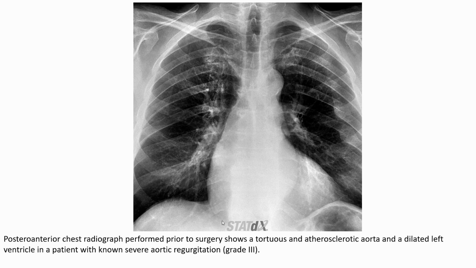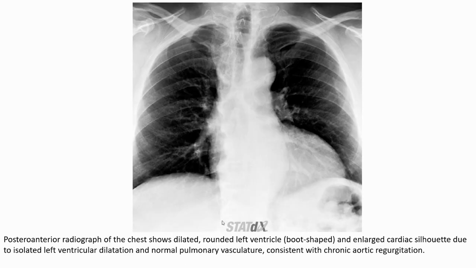In these radiographs, performed prior to surgery, we see a tortuous and atherosclerotic aorta and dilatation of the left ventricle in a patient with known severe aortic regurgitation, grade 3. The radiograph of the chest shows a rounded left ventricle and enlarged cardiac silhouette due to isolated left ventricle dilatation and normal pulmonary vasculature, consistent with chronic aortic regurgitation.